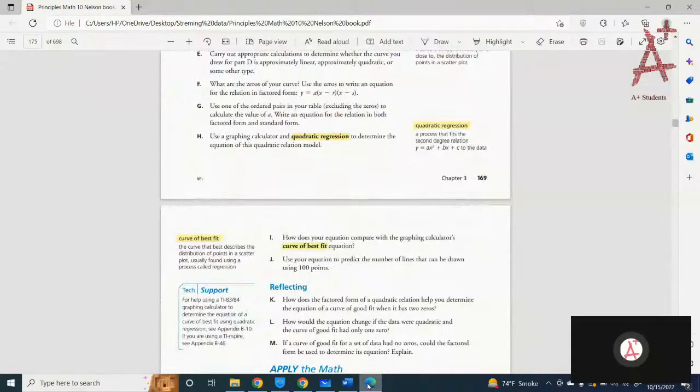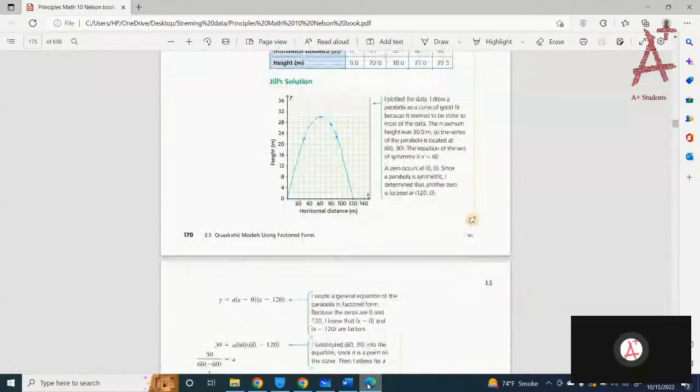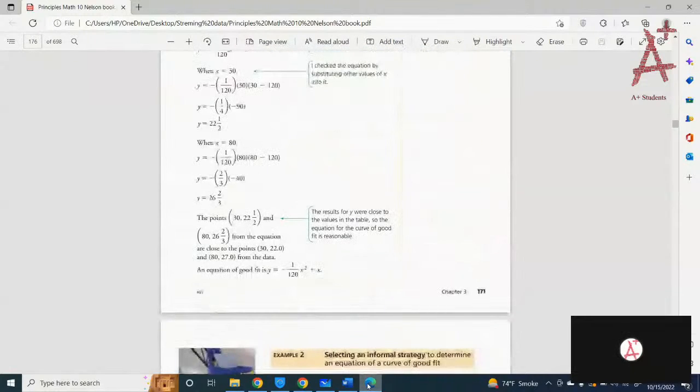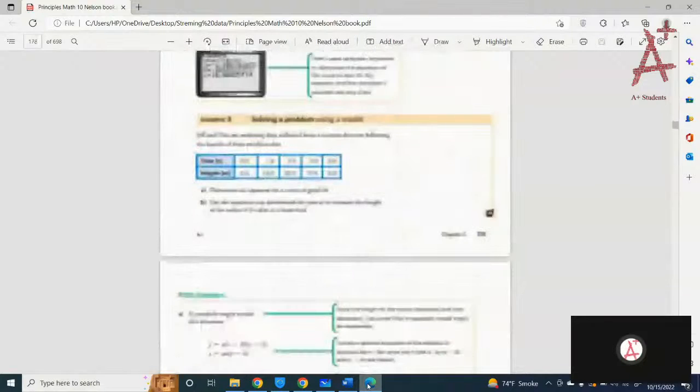Okay, then you have solved examples. We're going to start with the practice because you can do the solved examples on your own. So I'm going to start with practice questions.